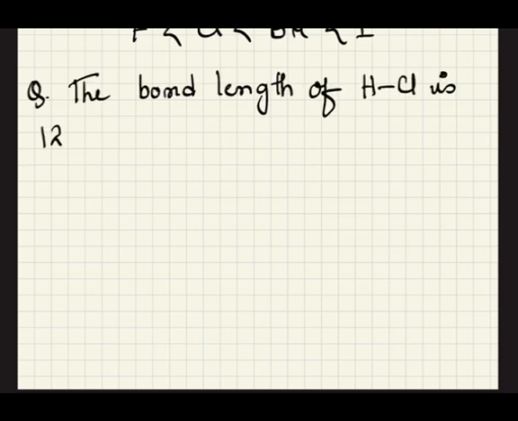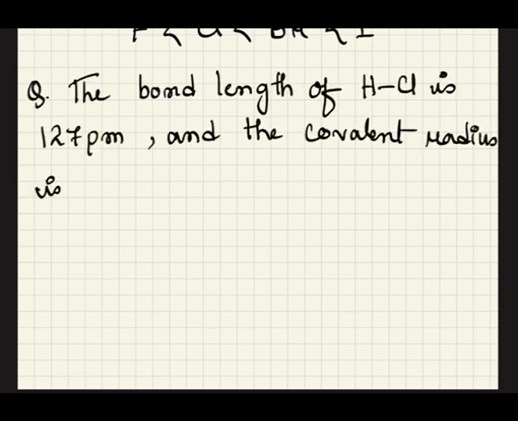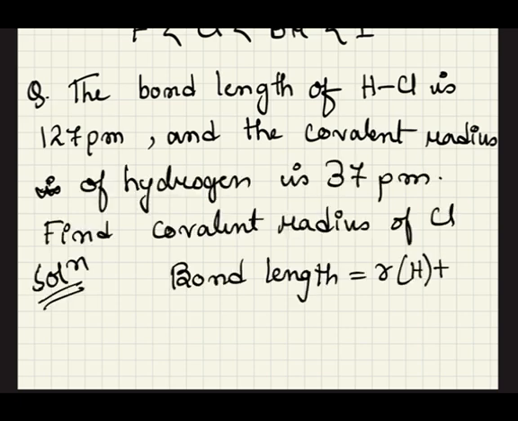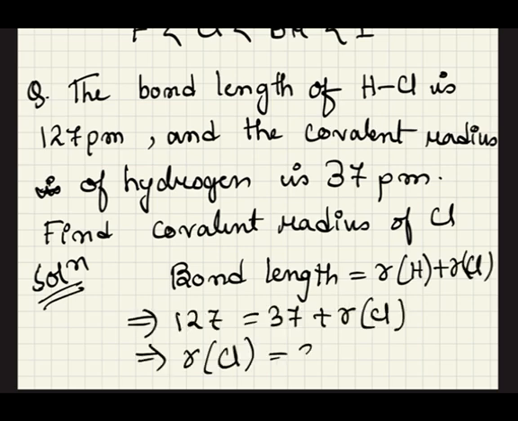The bond length of HCl is 127 pm and the covalent radius of hydrogen is 37 pm. Find the covalent radius of Cl. Bond length equals radius of H plus radius of Cl.